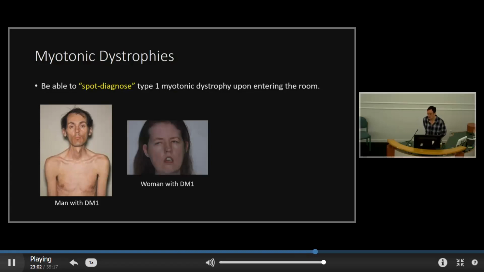This lady, you can see there's a clear bilateral ptosis. For a woman, there might be a little bit of frontal balding. The ptosis is a little asymmetric. It looks like she's got some wasting around the muscles of the mouth. She might even be trying to smile, or maybe she has difficulty even closing it. Okay, so that is a young woman with type 1 myotonic dystrophy as well.